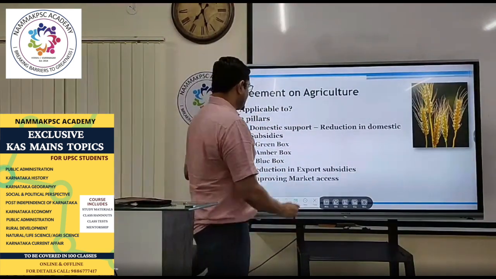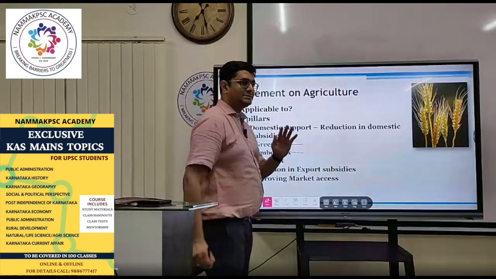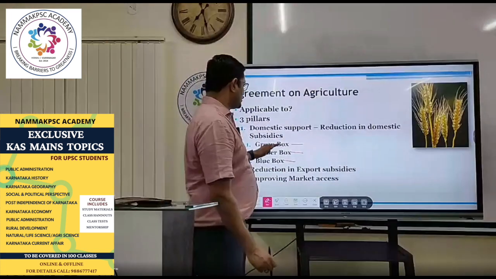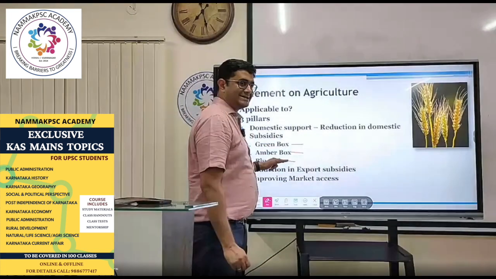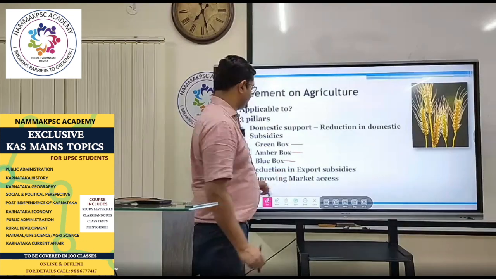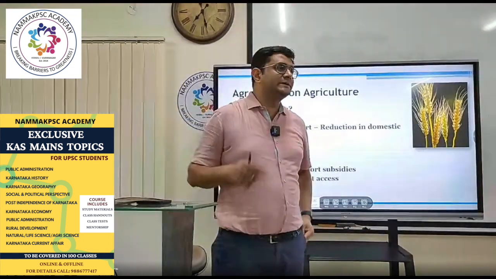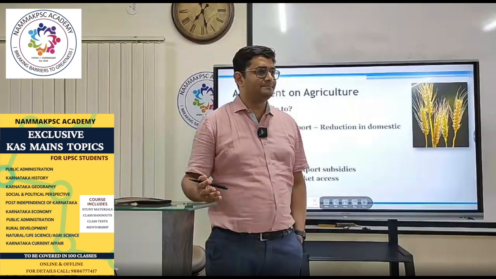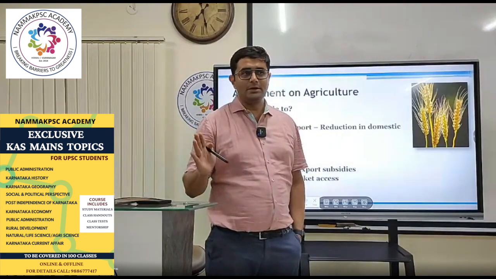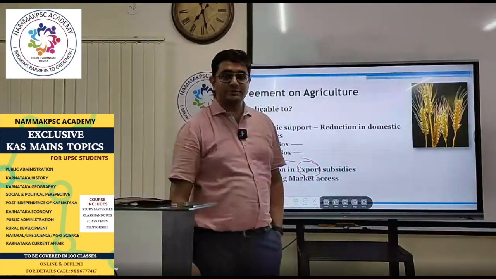So again, to recollect: green box, no commitment. Amber box, commitment. Blue box, no commitment. These are non-trade distorting subsidies, trade distorting subsidies, and production limiting program subsidies. Next one is reduction of export subsidies. Export subsidies can also affect trade. It's also a type of non-tariff barrier.